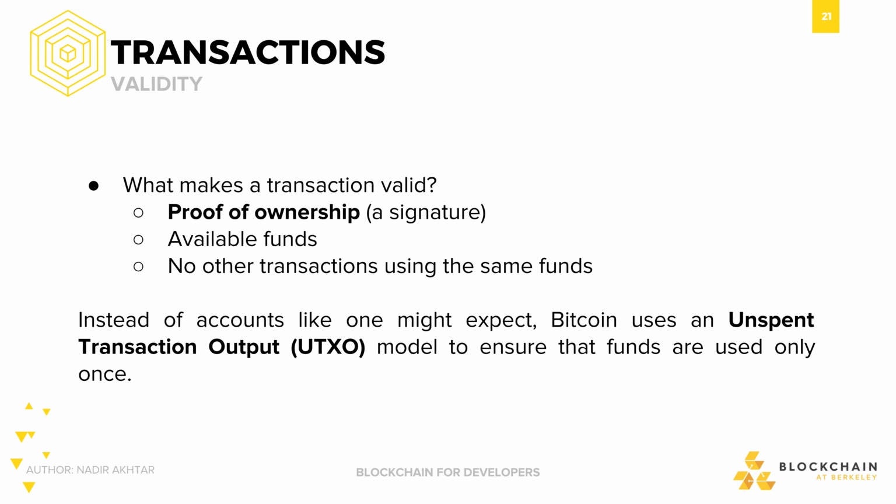same funds. This might not seem obvious. This seems obvious, right? No other transactions can use the same funds, but basically in Bitcoin you spend Bitcoins and you generate new ones after spending them, and I'll show you how. So instead of accounts like one might expect, like a bank account at Wells Fargo or whatever bank you use, Bitcoin is going to use something called an unspent transaction output model to ensure that funds are only used once.